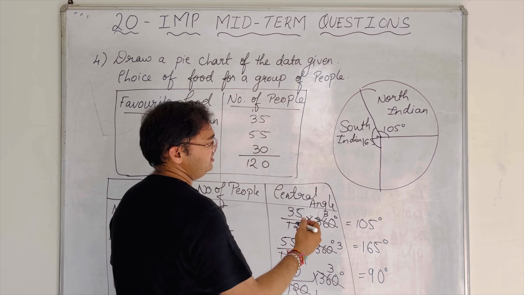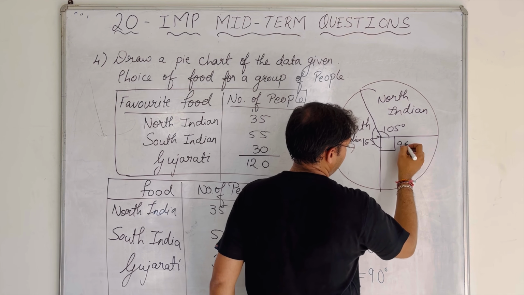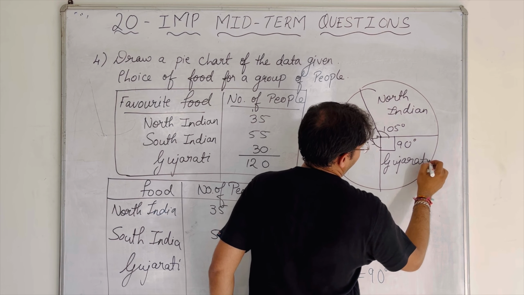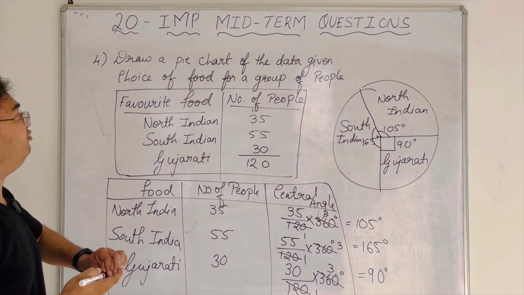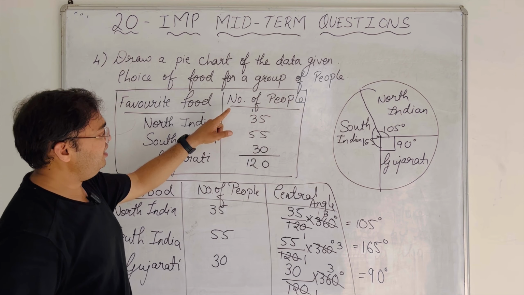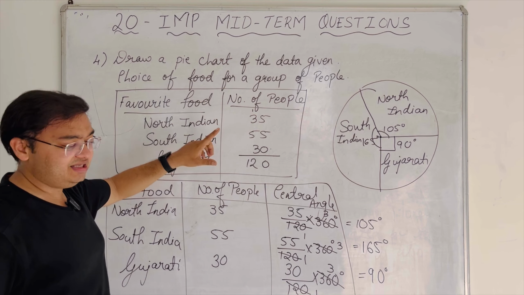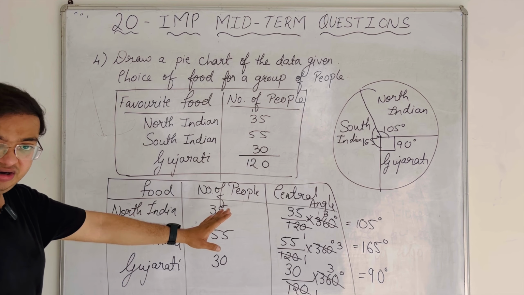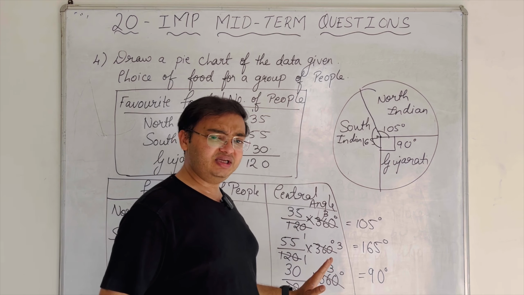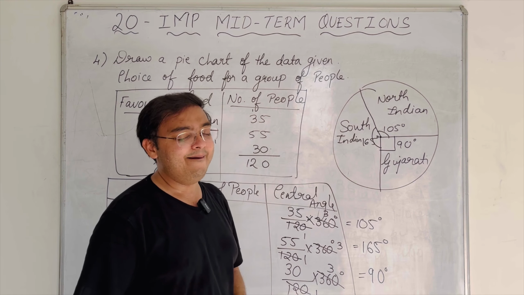Okay, and then the last, which is your 90 degree, this is for the Gujarati. So I hope you clearly understand how to draw the pie chart from the given data. After preparing the chart, we'll find the total number of people. If it's not given, then we will make a table, and first of all we will find the central angle, and using that central angle we would be drawing the pie chart.